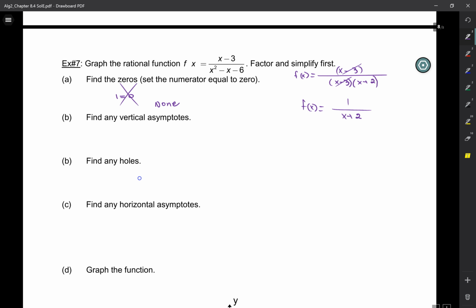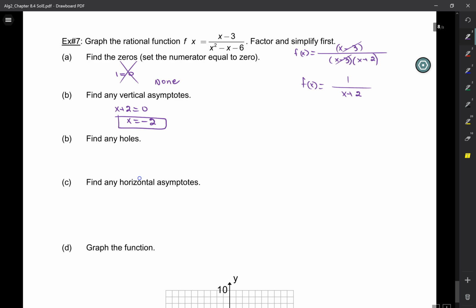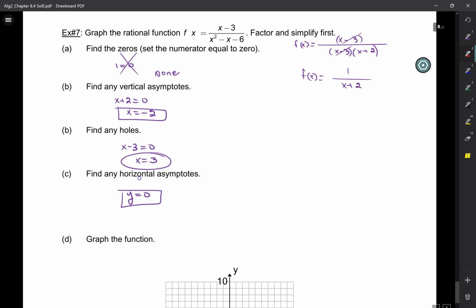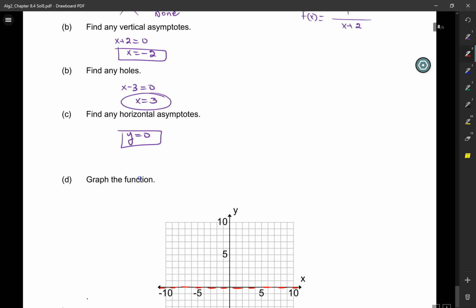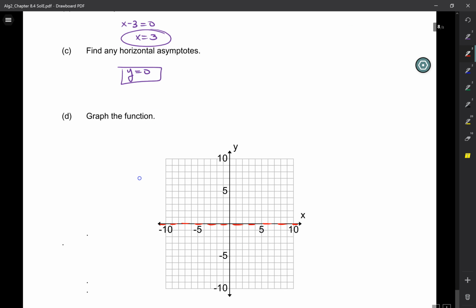Okay, vertical asymptotes. Is there anything in the denominator that did not go away? Yes, x plus 2 equal to 0. X equals negative 2. Any holes? Anything that did go away? Right? X equals 3. Horizontal asymptotes. The degree on the top is 0, on the bottom is 1, so it's what? Y equals 0. Because when the degree in the denominator is higher, it's always y equals 0. Vertical asymptote, x equals negative 2.